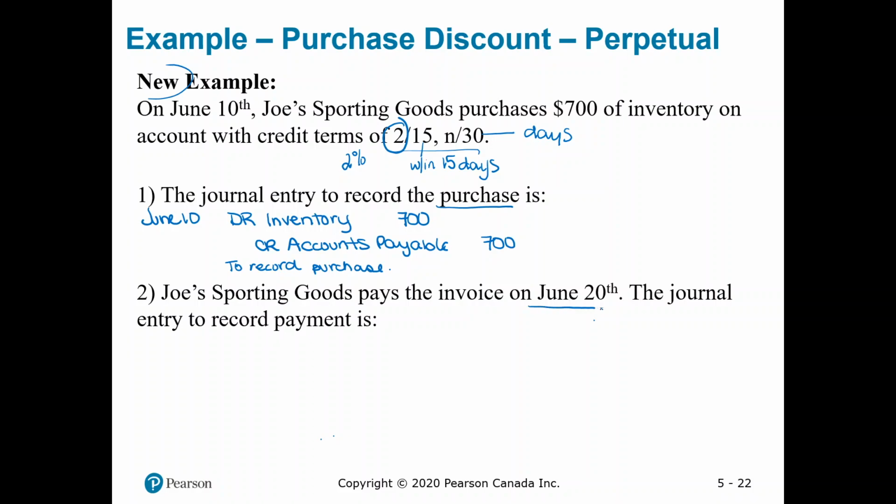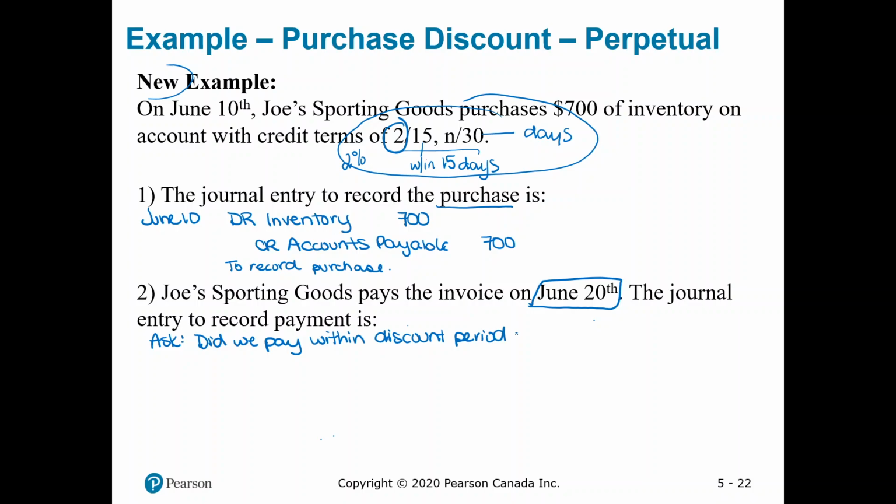Now it comes to June 20th, and Joe's Sporting Goods pays the invoice on June 20th. So we need to now record the payment. So the first question you ask yourself when you have an AP amount that has these credit terms is, did we pay within the discount period? Which in this case was 15 days.